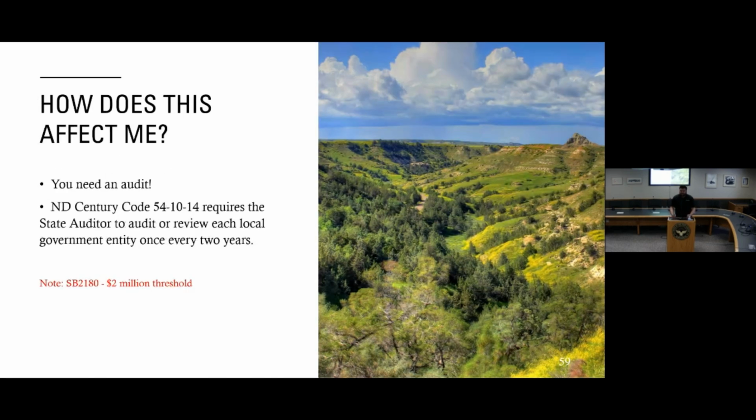So you guys are probably wondering how this affects you. Well, the main reason is you all need an audit. Our code is 54-1014, and that requires the state auditor to audit or review each local government once every 2 years. I say review because there was a new Senate bill passed last session, Senate Bill 2180, that required that if you have under 2 million in revenues, you do not need an audit. You can have a review.